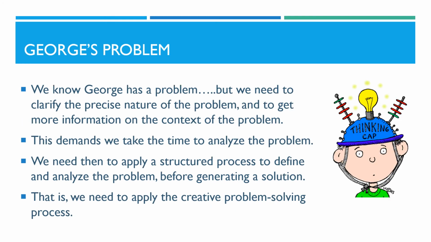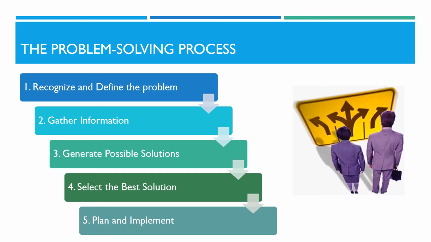We know George has a problem. But we need to clarify the precise nature of the problem, and to get more information on the context of the problem. This demands we take the time to analyze the problem. We need then to apply a structured process to define and analyze the problem, before generating a solution. That is, we need to apply the creative problem-solving process. So, what are the steps in the creative problem-solving process?